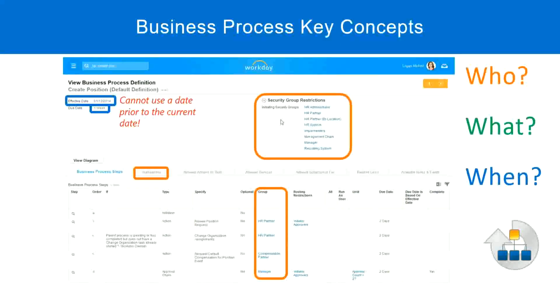So in the who question, first is, who can initiate the task? Remember, in the security policy we have the section who can start the business process. Right, we did that yesterday. Who can start the business process? So that is in this particular section, right here at the top. Security group restriction. Initiating security groups. These are the security groups who will be able to initiate the business process.